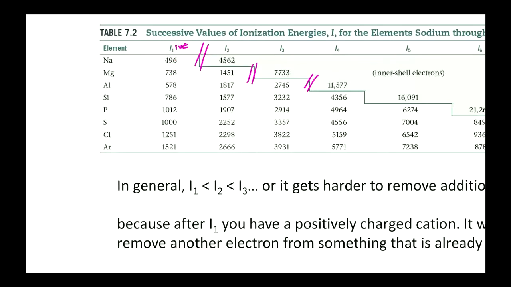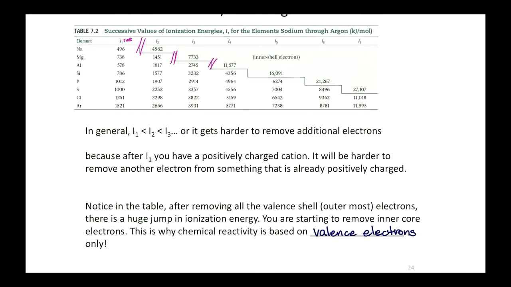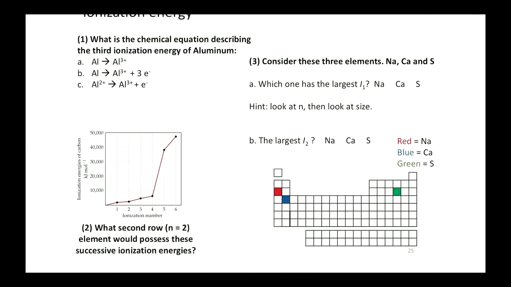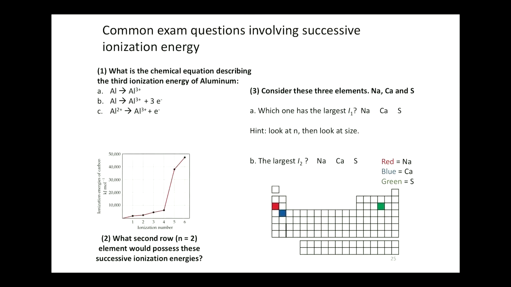Magnesium has two fairly low ionization energies before there's a huge jump, because we start taking electrons from inner core electrons. So locating that big jump is how you determine where your inner shell is, and how many of those electrons are valence electrons. We left off looking at some common exam questions relating to that idea.